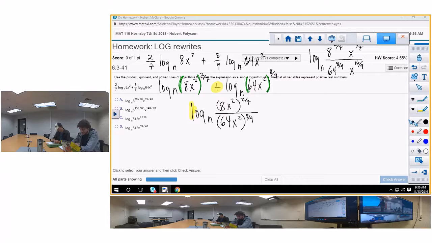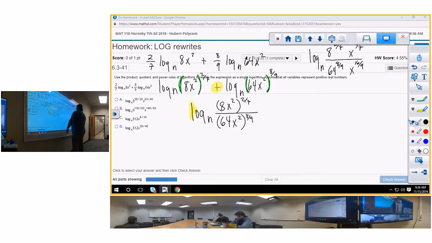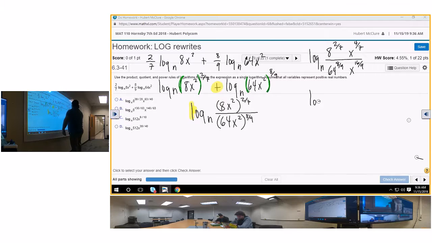What do we got? Well, I'm going to change this: log base n of 8 to the 2/7 over 8. And what's 2 times 8/9?